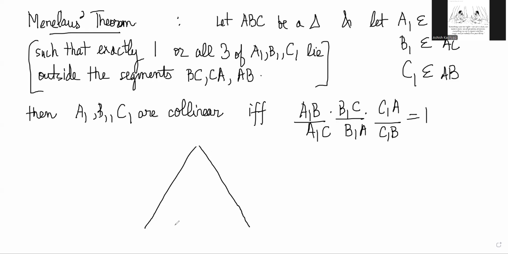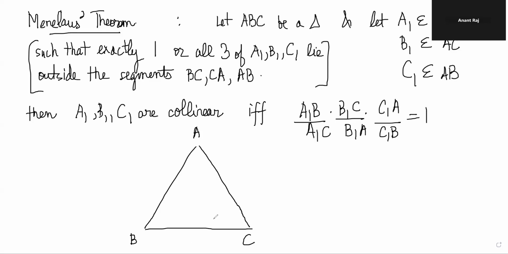We will do a proof of it. This is A. Sir, by putting perpendiculars and then similarity. Not perpendiculars, first we have to make a parallel line. So first we will draw the figure. A1 belongs to BC. Let's say A1 is outside the BC segment, and that is the only one that is outside, the exactly one case. And the other ones are on the segments.